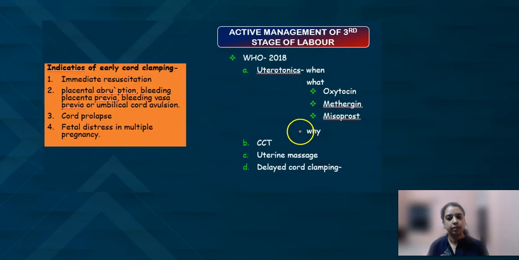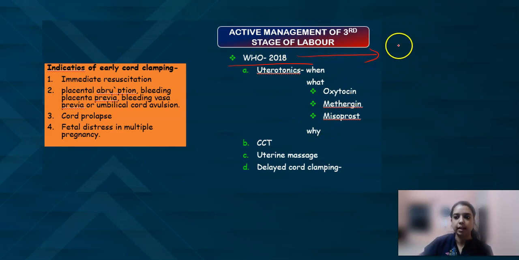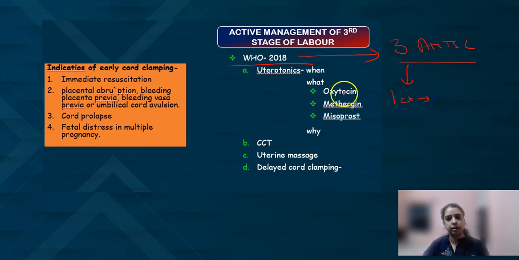Now we have taught this, that active management of third stage of labor according to WHO 2018. What WHO did in 2018 is it said that there are 3 steps in active management of third stage of labor, and it said that these 3 steps have to be prioritized. So the first step is the most important step, which is your uterotonic. So uterotonic is your first and most important step. So it prioritized its steps.